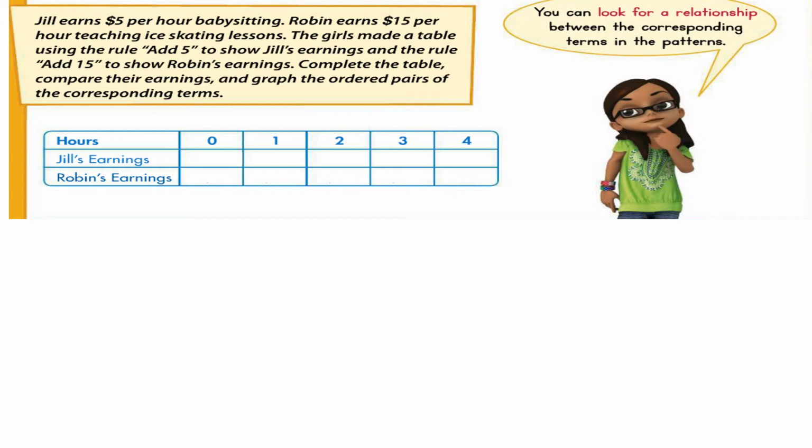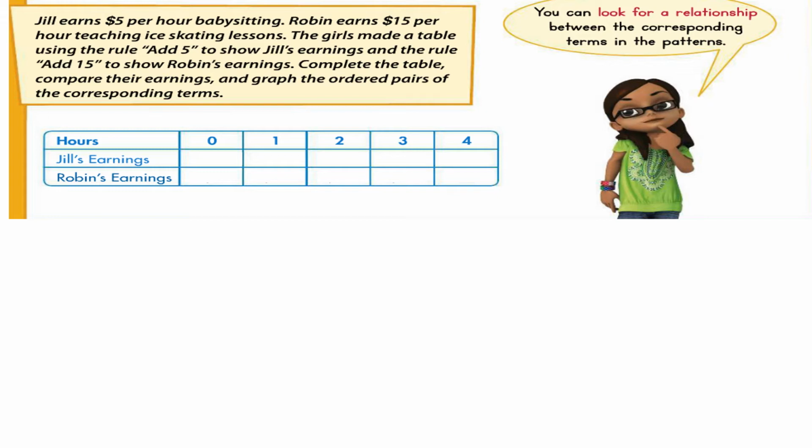Firstly, we want to complete that table. How to complete the table easily? Of course, if you know the rule, we can do it easily. So let's get the rule firstly for Jill. As I said in the question, the rule is add 5 to show Jill's earnings. So the rule of Jill is plus 5 only.